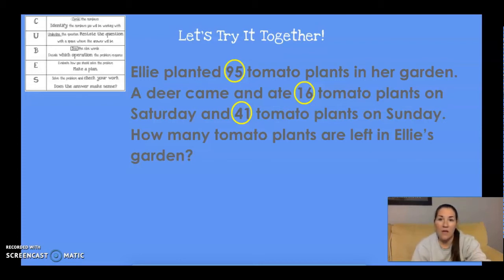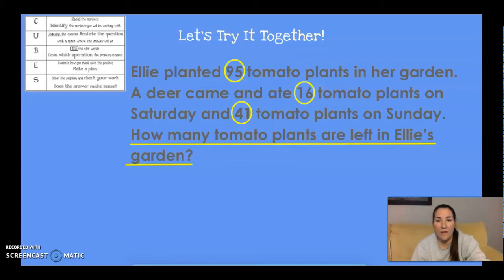The next step is to underline the question and restate it with a space where the answer will be. So think about what's the question and how can you restate that. So the question was, how many tomato plants are left in Ellie's garden? So restating that with a space for the answer would be, there are blank tomato plants left. Okay? So we've got the beginnings, but we need to figure out what kind of math we're doing, what operation we're going to be using.